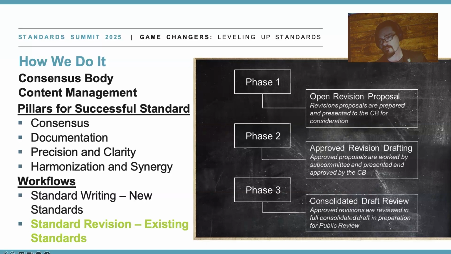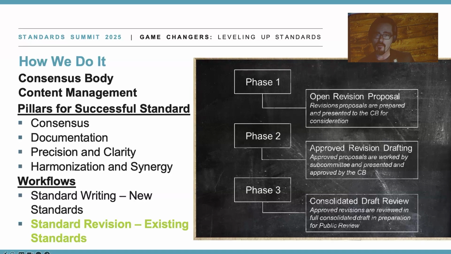Now let's take those pillars and move to the second process, and that is the standards revision of existing standards. In the process for revision of existing standards, here I would put these into 3 main buckets for the actual content work, at least. One is Phase 1, the open revision proposal process that we'll take a look at and unpack. Phase 2 is the approved revision drafting. And then the third phase is your consolidated draft review.